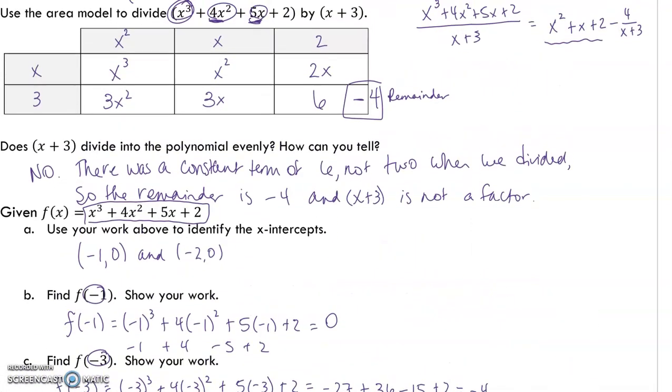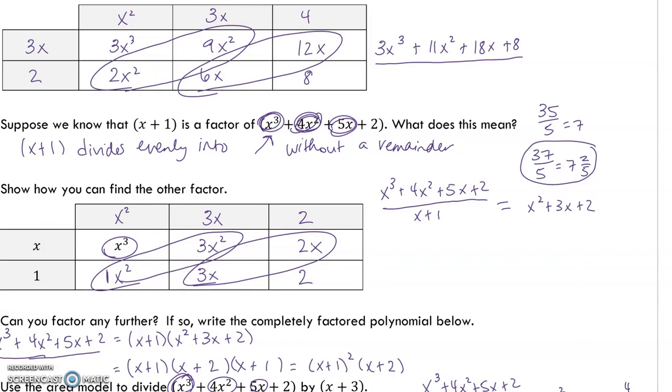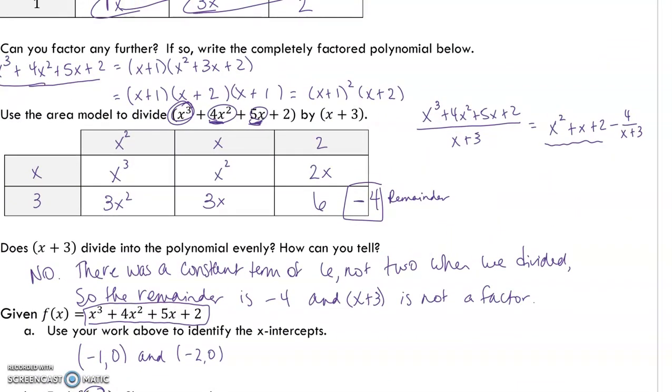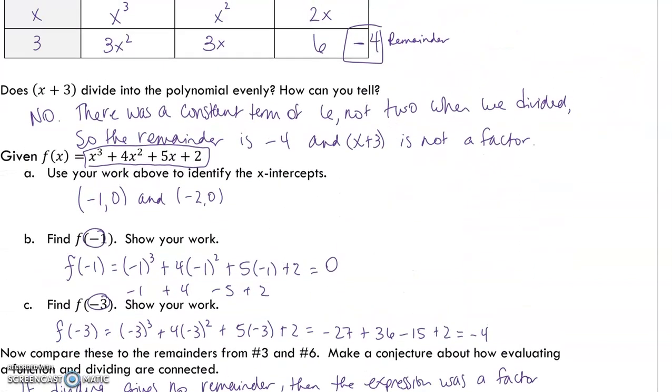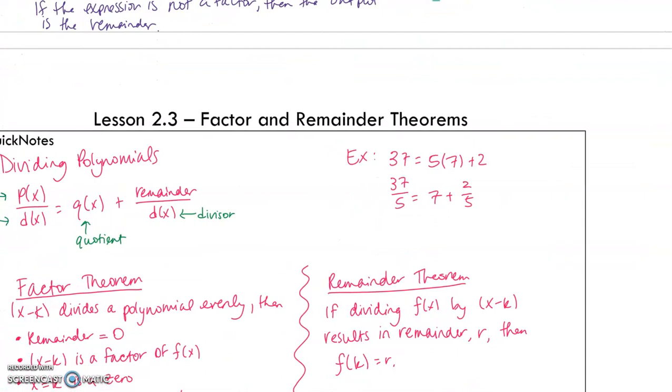Remember, when I divided x plus 1 into my original polynomial up here, to see if x plus 1 is a factor, I didn't get a remainder. My remainder was 0 because it was a factor. Then down here, when I divided x plus 3 into the same polynomial, my remainder was -4. The nice thing is, if I want to know what my remainder is, I can evaluate my function at each of those values of x. So f of -1 results in 0 because x plus 1 is a factor. f of -3 results in -4 because it's not a factor, and the remainder from division is -4. So all of this ties into what we call the factor and remainder theorems.